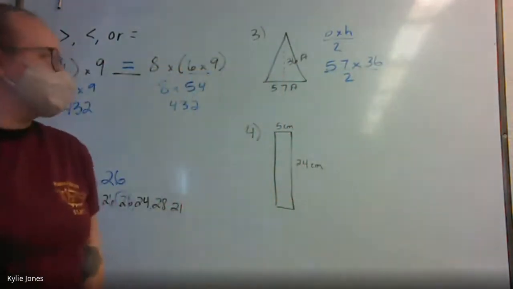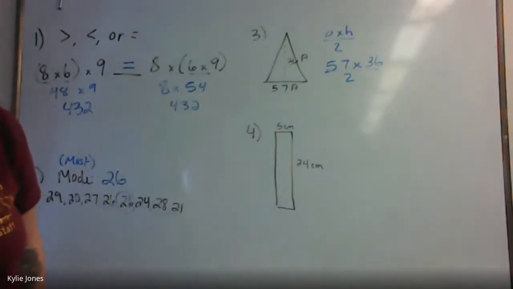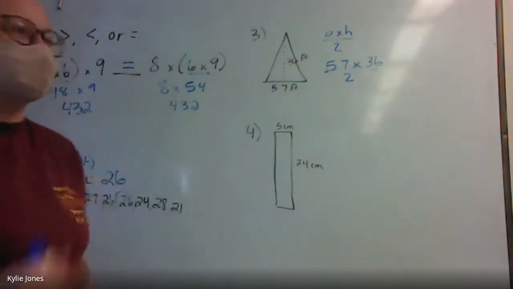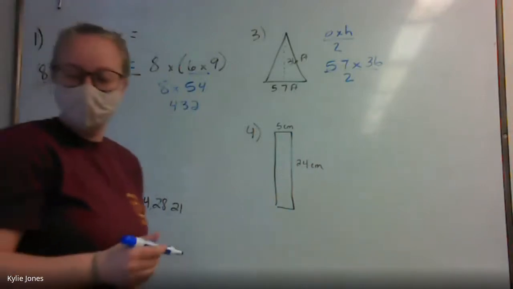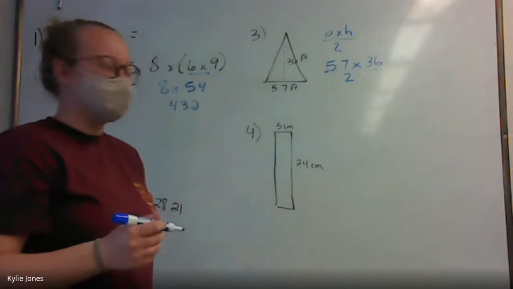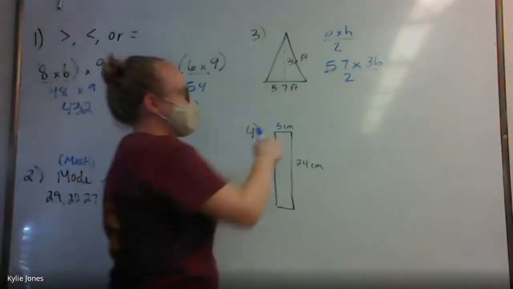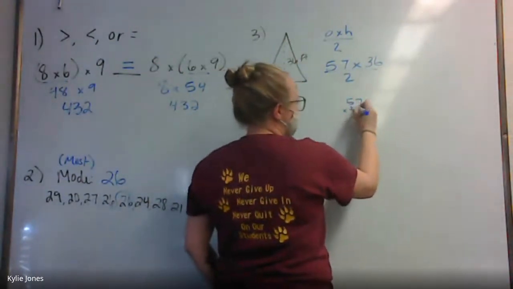What did you guys get when you did 57 times 36? 1,026. That's your final answer. What did you get when you did 57 times 36? Close. Because you're just a little bit off. So we need to do 57 times 36 first, right? So let's work it out.